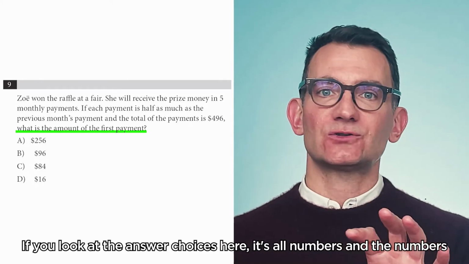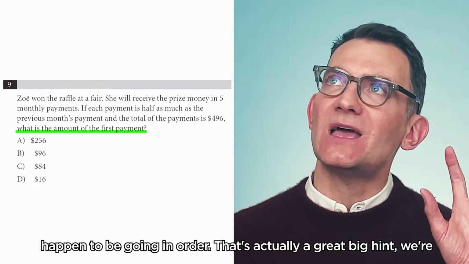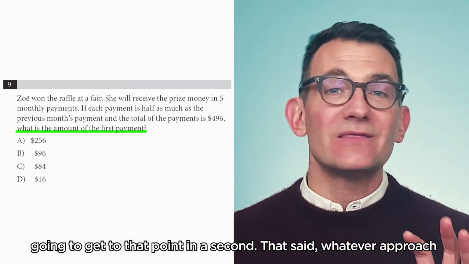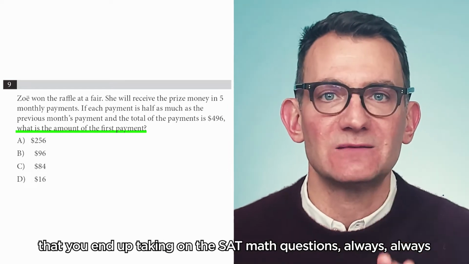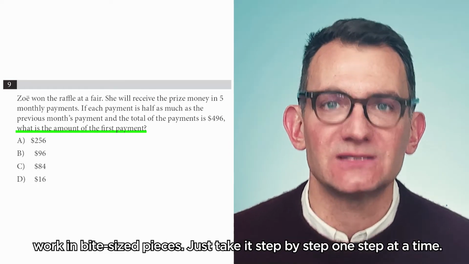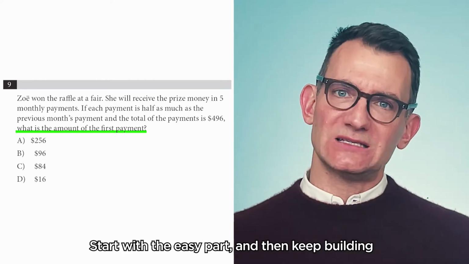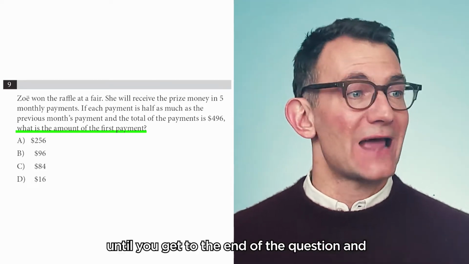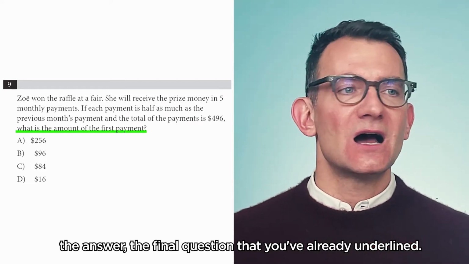If you look at the answer choices here, it's all numbers, and the numbers happen to be going in order. That's actually a great big hint, and we're going to get to that point in a second. That said, whatever approach you end up taking on the SAT math questions, always work in bite-sized pieces. Just take it step by step, one step at a time. Start with the easy part, and then keep building until you get to the end of the question, and the answer, the final question that you've already underlined.